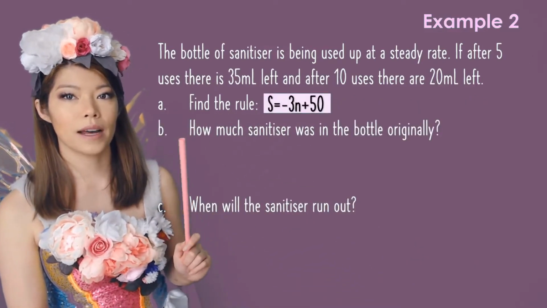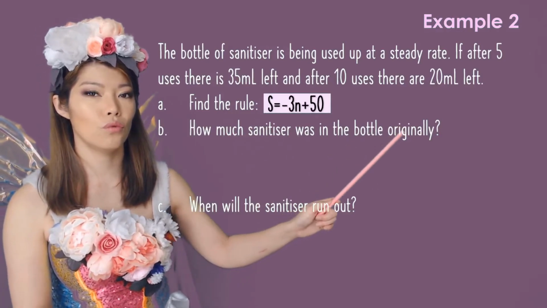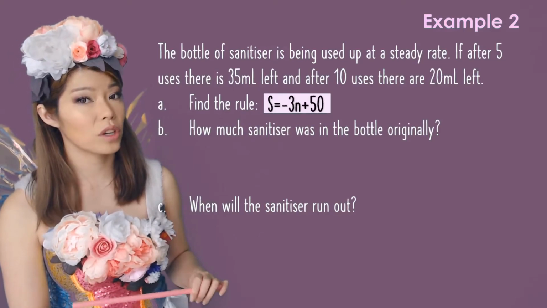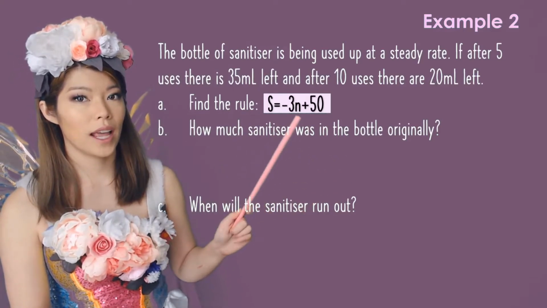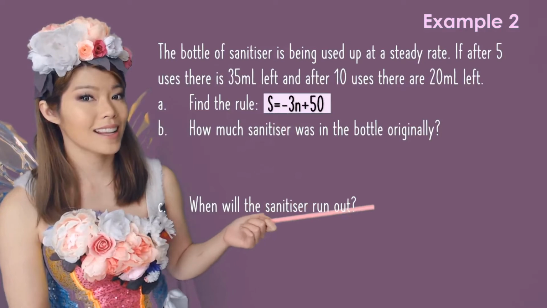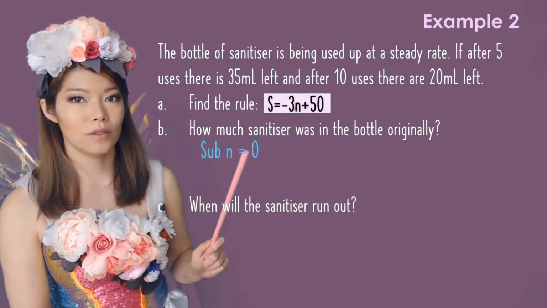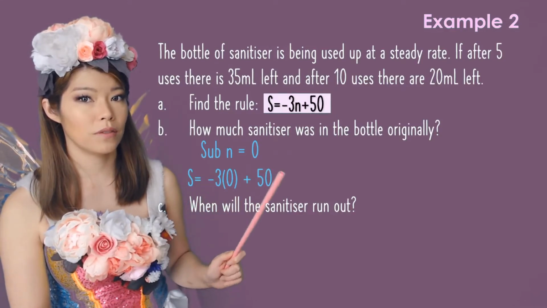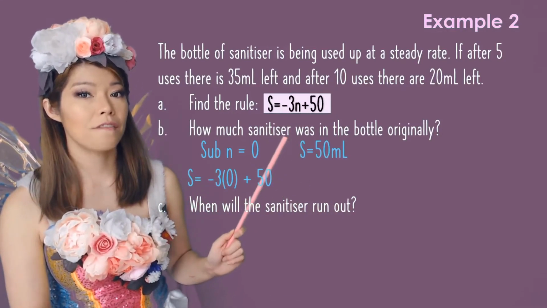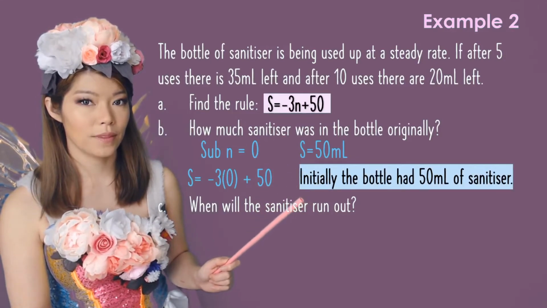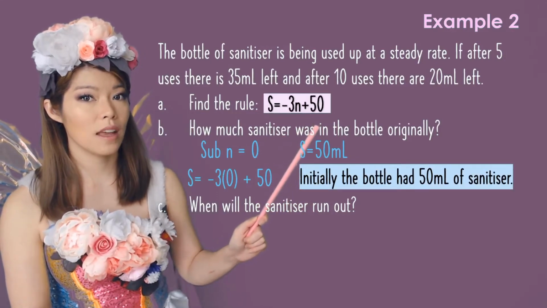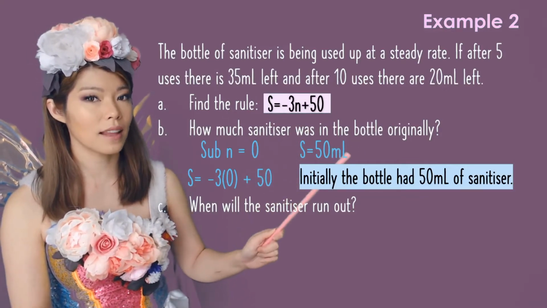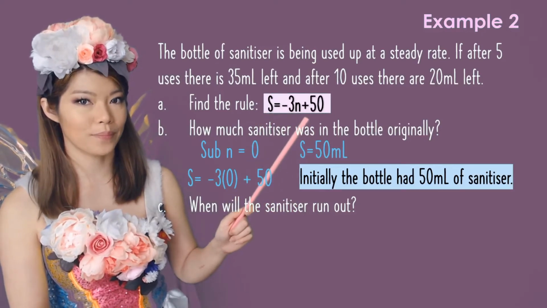Let's do the second part. How much sanitizer was in the bottle originally? The bottle originally, at the start. You'll get this question a lot. At the start means when n, or the number of uses, is 0. So n is 0, just plug it into the equation and we have S equals negative 3 times 0 plus 50, which is 50. So there were 50 mils at the start. Or in other words, you could have just looked at the y-intercept. So whenever the question is asking for something at the start, you're looking at the y-intercept.